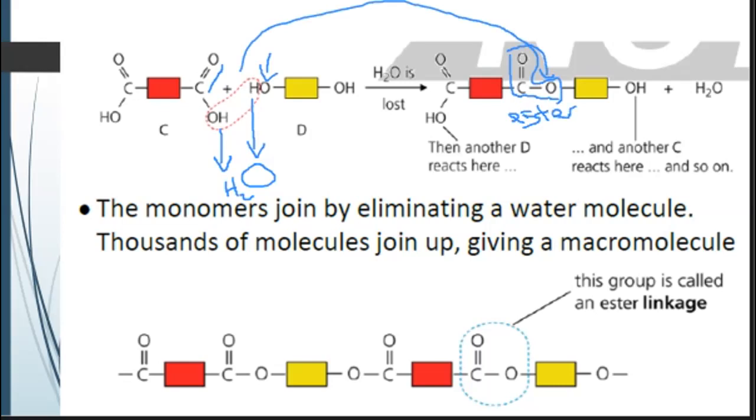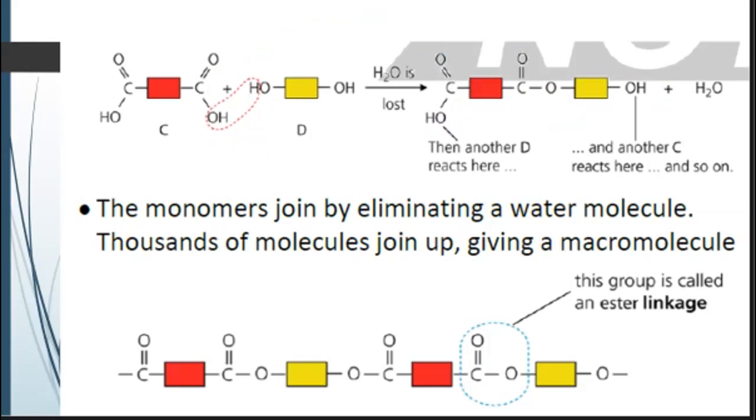All right, I have the formation of an ester linkage, where on one side I still have the carboxylic acid functional group, and on the other side, I still have the alcohol functional group. But in the middle, water has been removed and an ester linkage has been formed. So the monomers, which were the individual units, join by eliminating a water molecule. And this unit is now going to be repeated over and over and over to give the macromolecule, the polymer, that big structure.